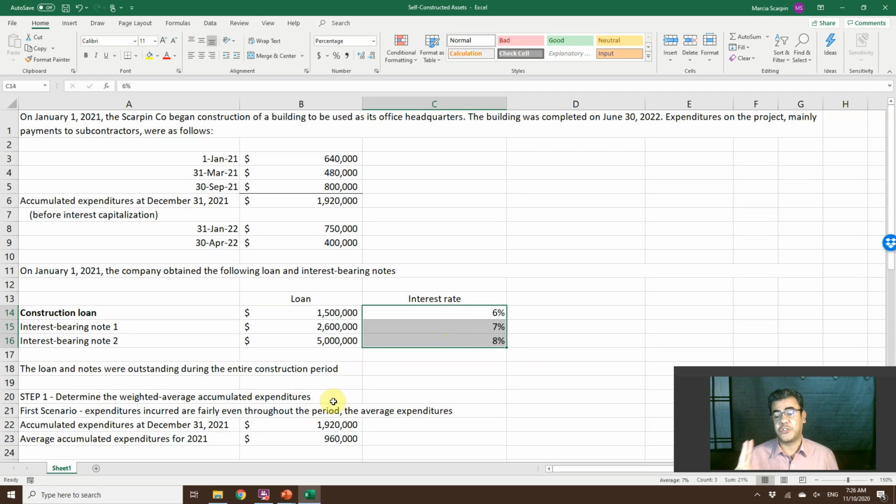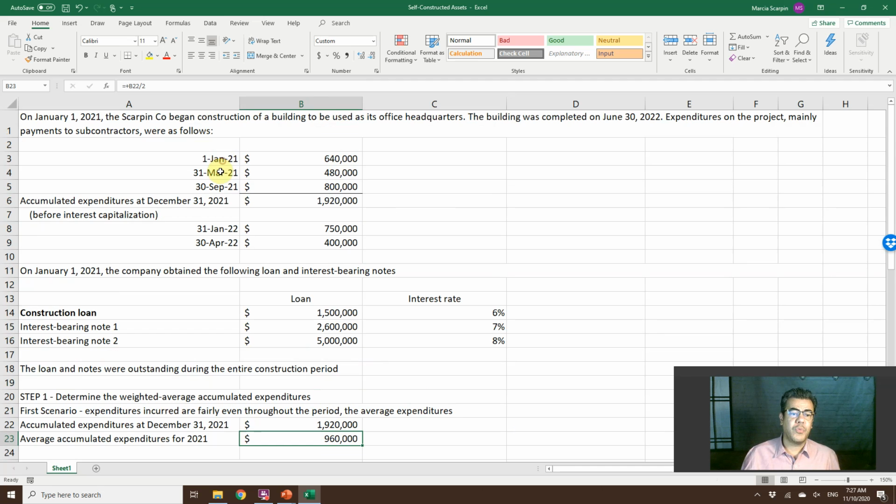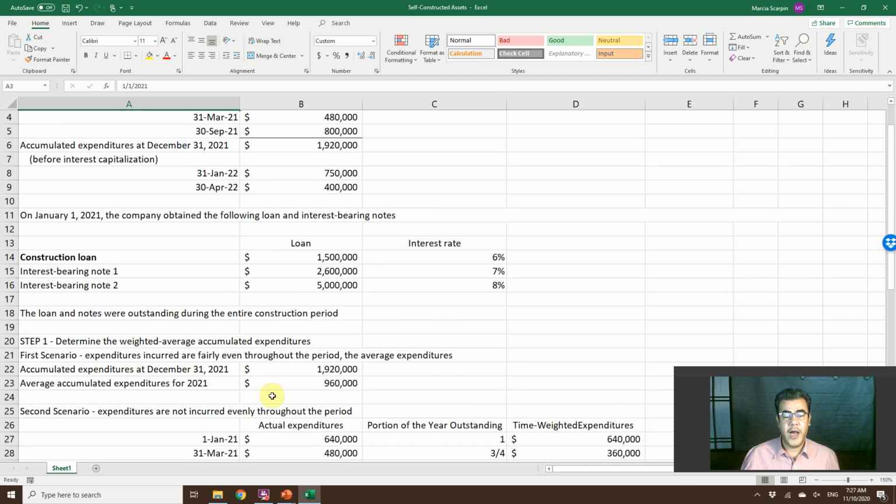So we have two scenarios here. The first scenario, that is not our scenario here: expenditures incurred are fairly even throughout the period. So the average would be the total divided by 2. So half of them in the first semester, half of them in the second semester. So the average is the total divided by 2. So it would be 960. The second scenario: expenditures are not incurred evenly throughout the period. We have three payments only. How do we do that?